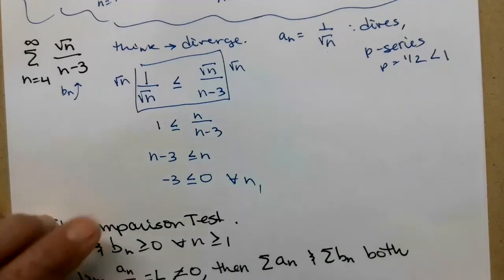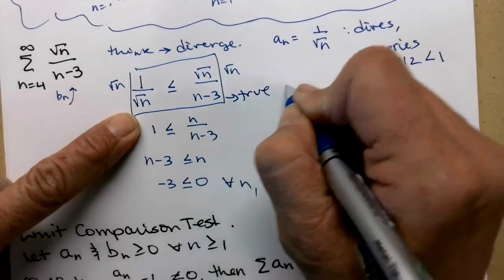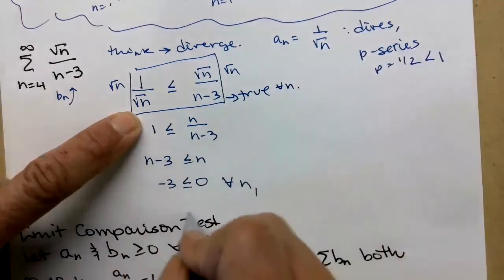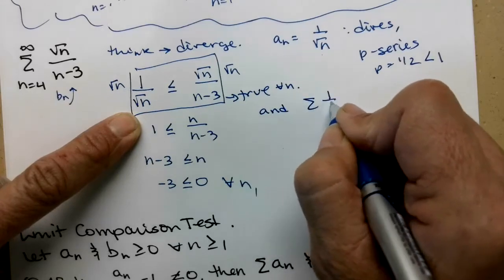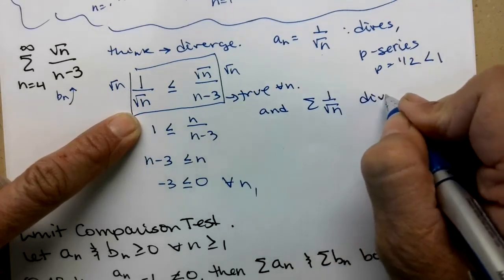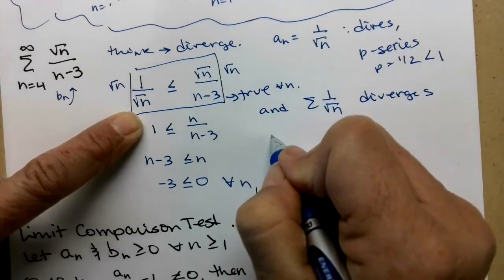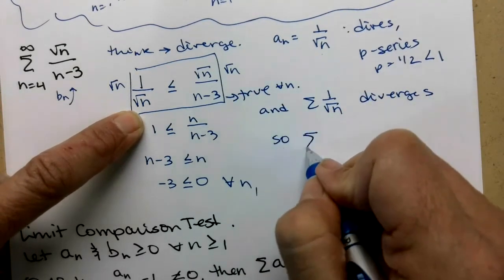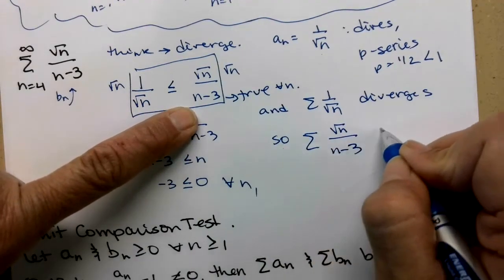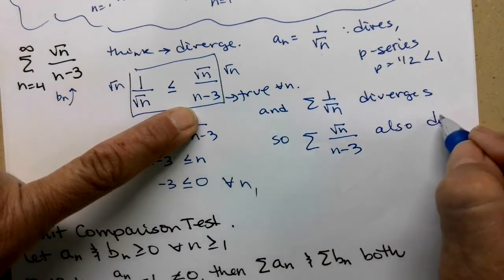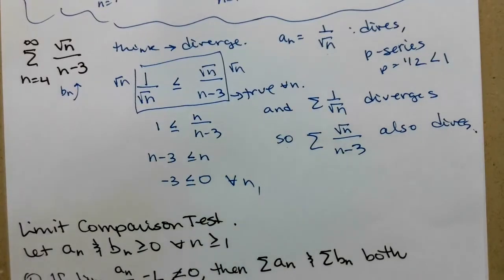There's your original inequality. So this is true for all n. See the work below. And the series 1 over square root n diverges. So we know that the series that's always bigger than that also diverges. Okay, so that's the comparison test.